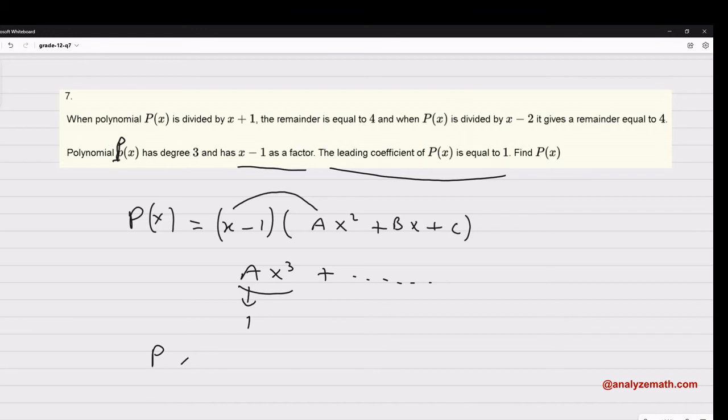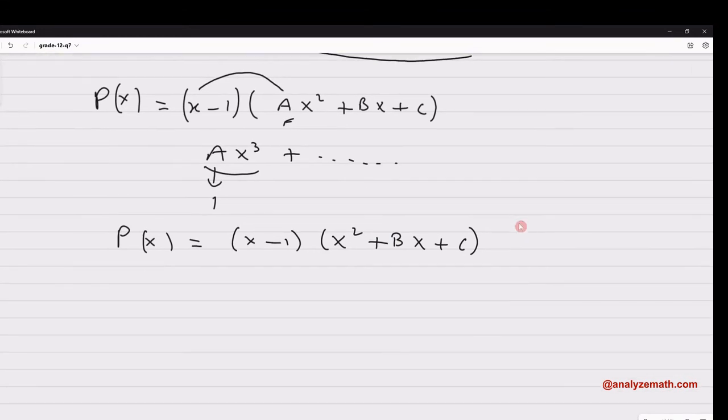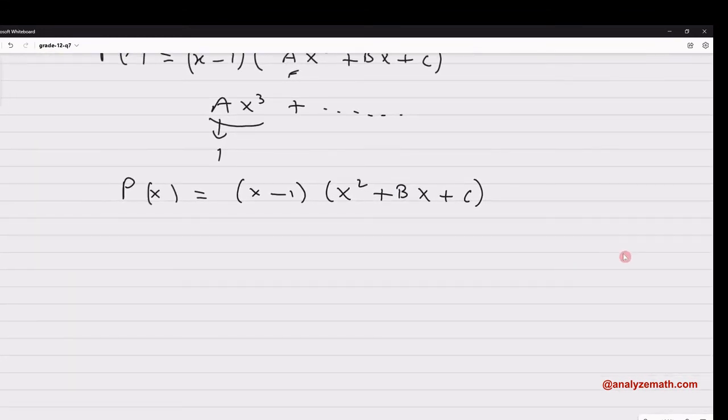So p of x is written as (x − 1). A is equal to 1, so directly here (x² + bx + c), and therefore we have only 2 unknowns to find instead of 3 or 4. Now for the rest, we are going to use the same ideas of the factor theorem. So if you remember, p of −1 is equal to 4, p of 2 equal to 4.